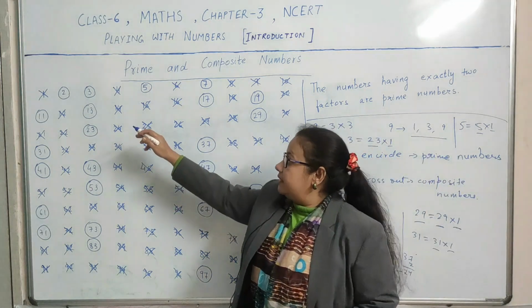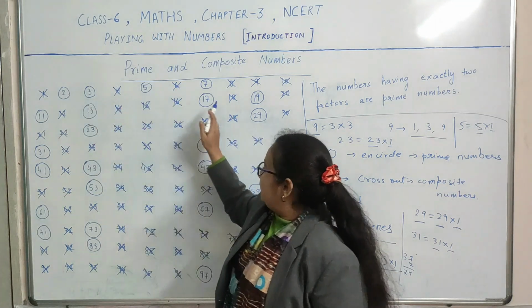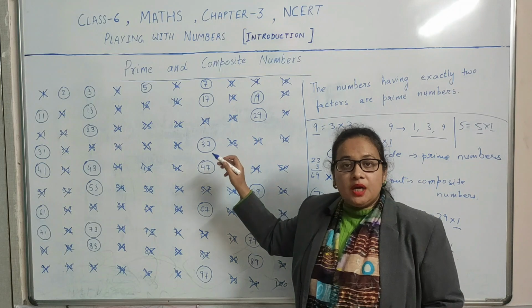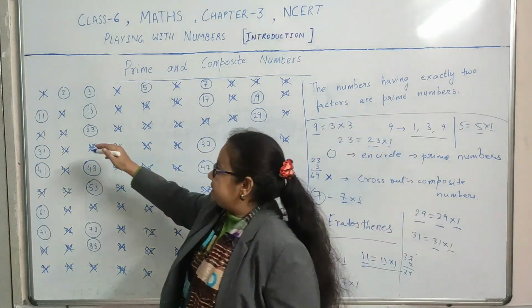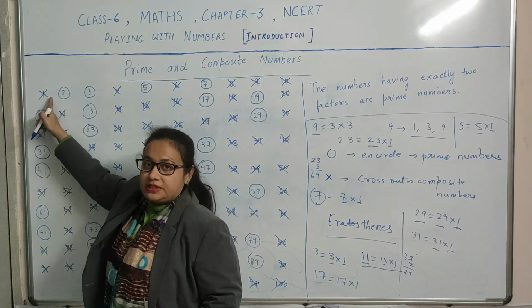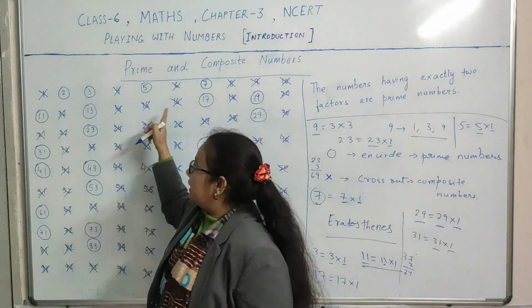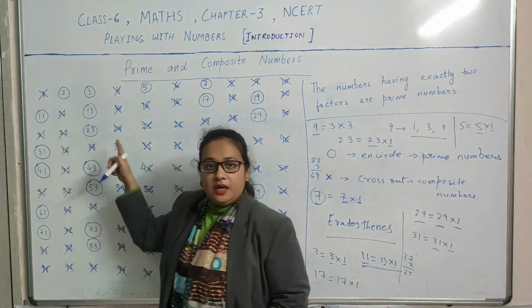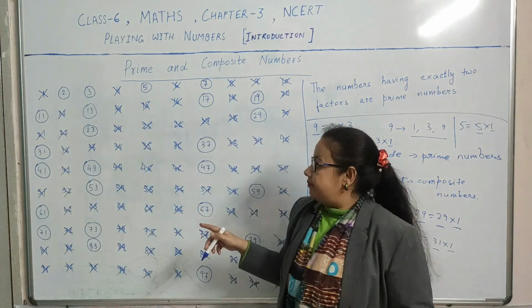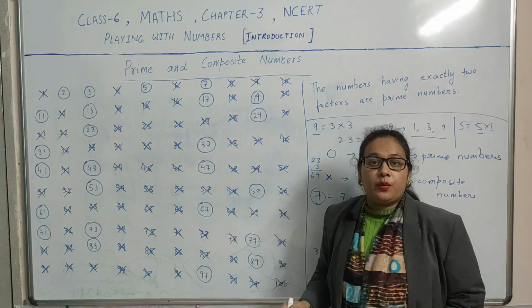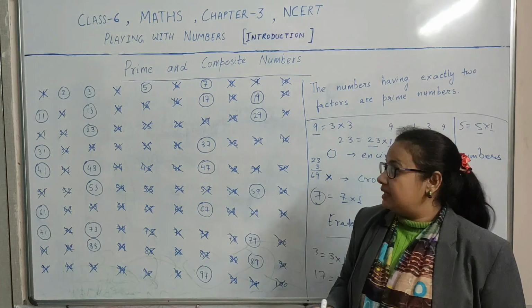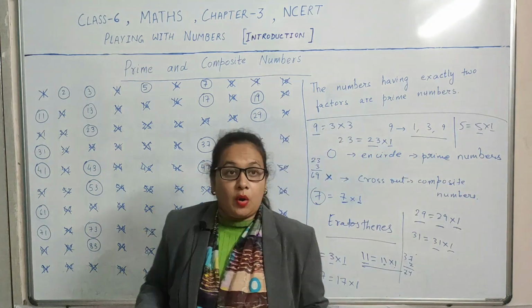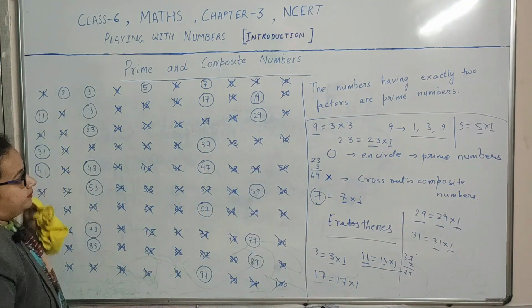So all the encircled numbers are prime numbers and all the crossed out numbers are composite numbers except 1. 1 is not a composite number. So all the encircled numbers are prime numbers and all the crossed out numbers other than 1 are composite numbers. From 1 to 100 there are 25 prime numbers and all the numbers except these prime numbers are composite numbers except 1.